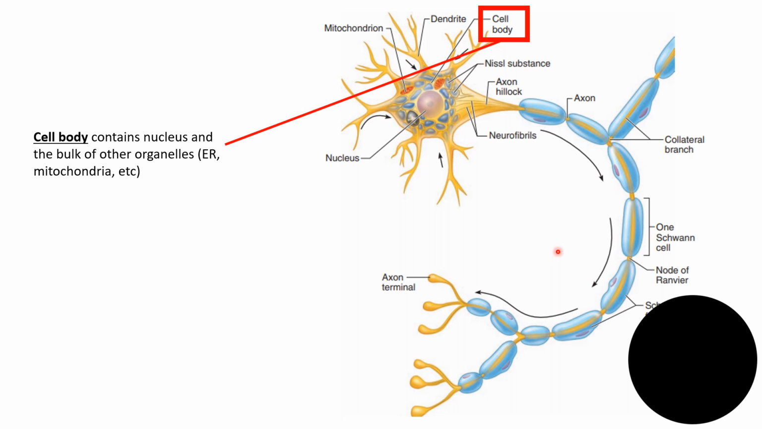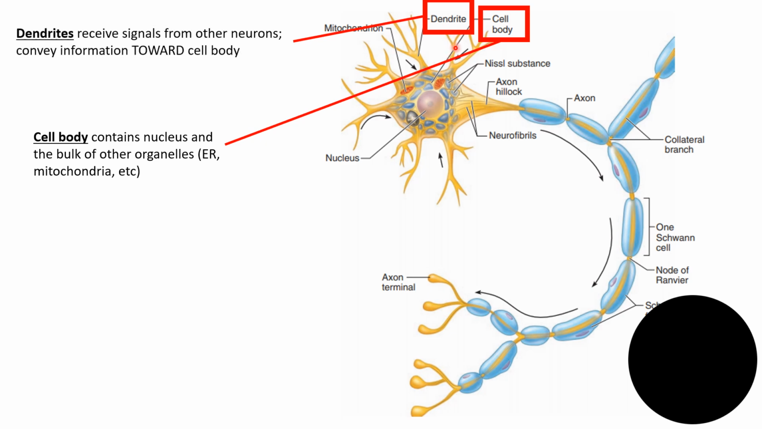Now, when we talk about how a neuron communicates, the first thing that receives a signal is this structure here coming off of the cell body called a dendrite. Dendrites receive signals from other neurons and they convey information toward the cell body. So the dendrites are going to receive the signal and then convey an electrical signal towards the cell body and into the cell body.